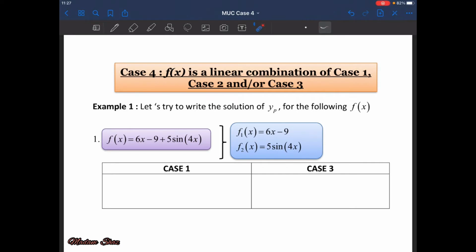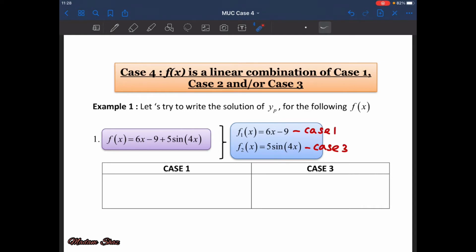So let us try to write the solution for the yp if our f(x) is equal to 6x minus 9 plus 5 sine 4x. So 6x minus 9 is considered the first function f1(x), which is from case 1. 5 sine 4x is considered the second function, f2(x) is equal to 5 sine 4x, so this is from case 3. So you have to write your yp according to your case.